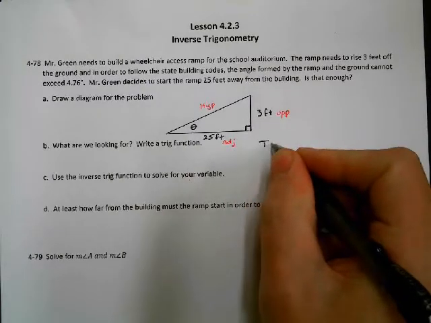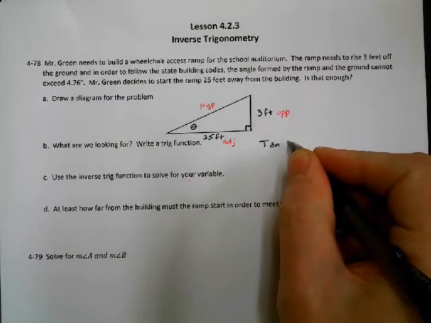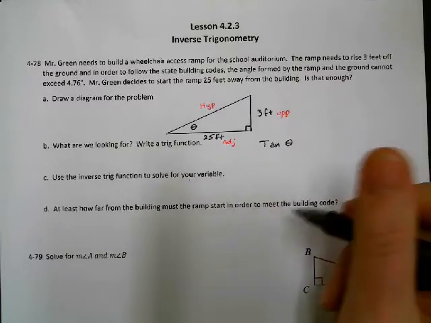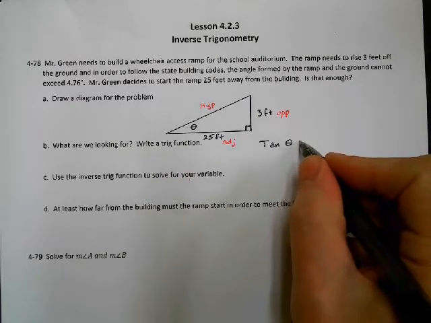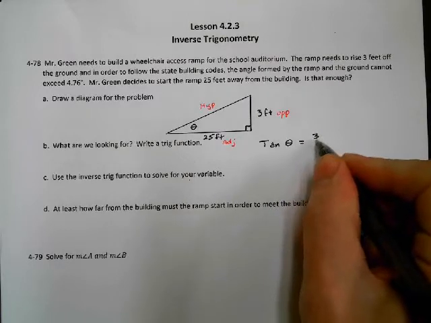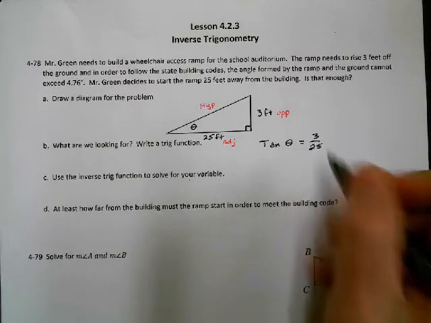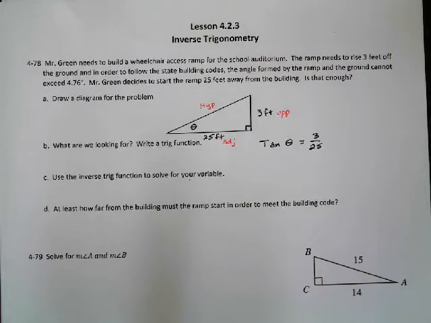So we would do tangent of that angle, theta. We just usually use theta when we don't know the angle measurement. It's like a variable for angles. It would be equal to 3 over 25. So the tangent of theta equals 3 over 25. This is different from a lot of the problems we've seen before, because usually we know the angles and we're looking for the sides. Now we know the sides and we're looking for the angles. So it's kind of like going backwards.